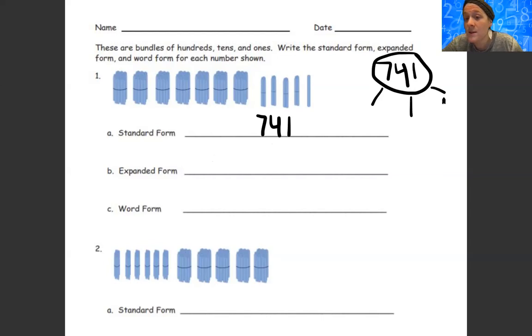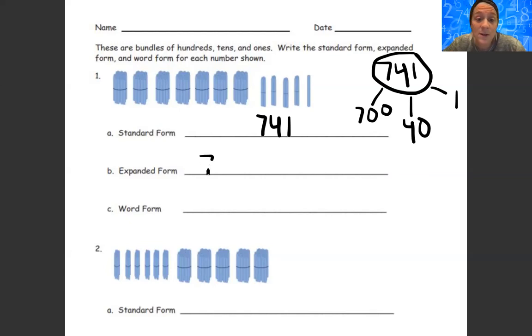Okay? So how many in the 1 spot? 1. What's in the 10 spot? A 4, so there's 40. And how many hundreds? 7, which is 700. Good. Okay, so now we're going to take these 3 numbers and we are going to show that when we add them all together, it equals the number 741.